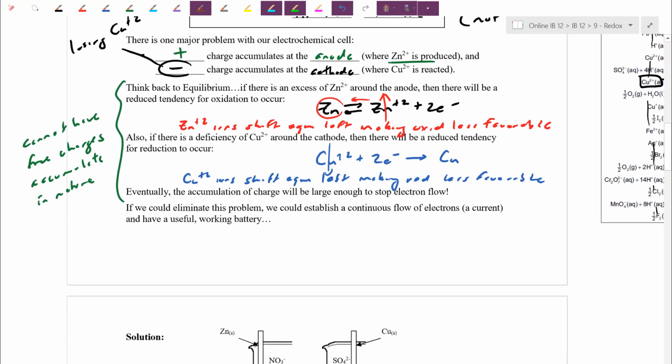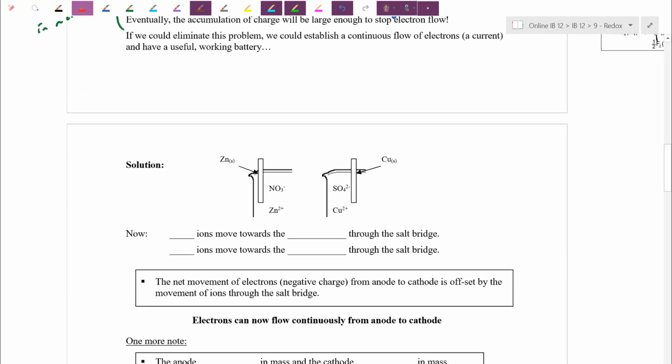How can we solve this problem? How can we actually demonstrate a working battery? All that we actually have to do, we're going to still have the same beakers, so you can flip over the page.